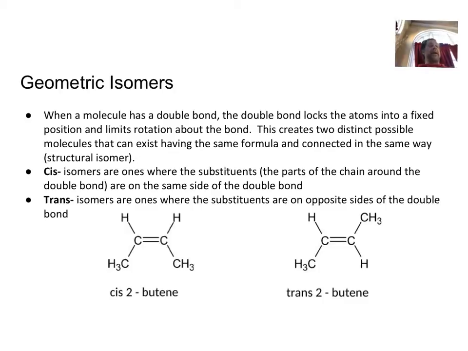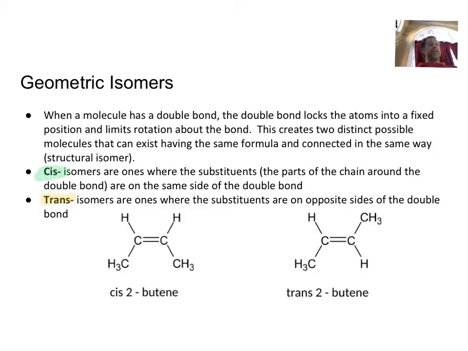The double bond locks the atoms into a fixed position and limits the rotation around the bond. We know that the double bond is shorter than the single bond. We know the double bond is stronger than the single bond. But what it allows in organic chemistry is the ability to create two distinct possible molecules that can have the exact same formula, and be connected in the same way, like a structural isomer. But those two different orientations are cis or trans.